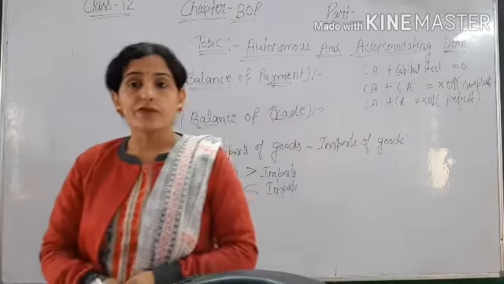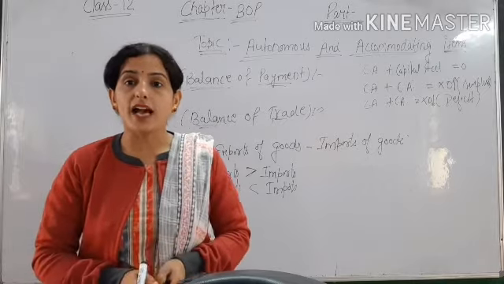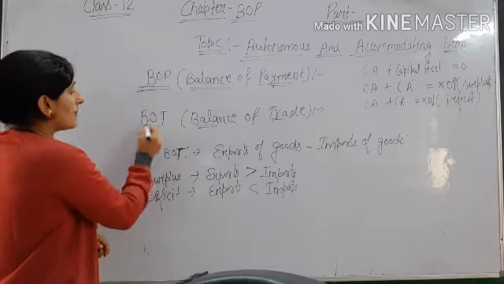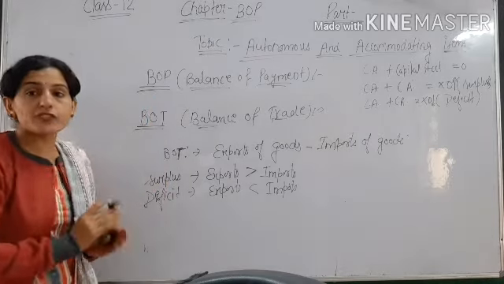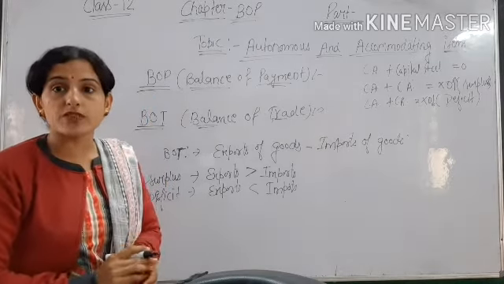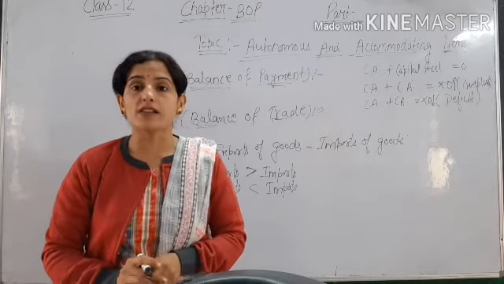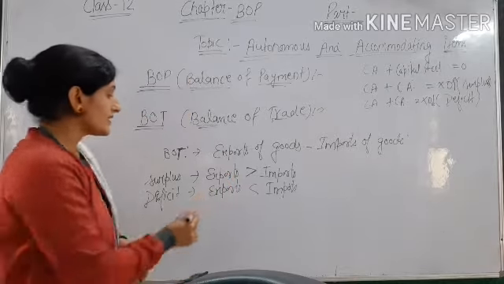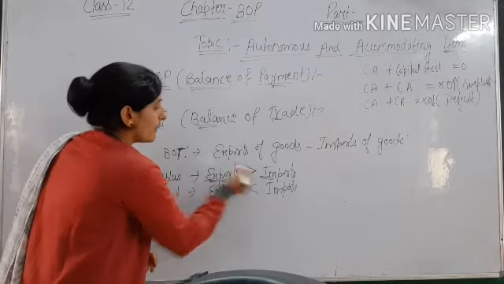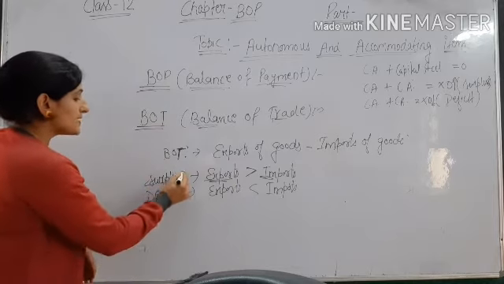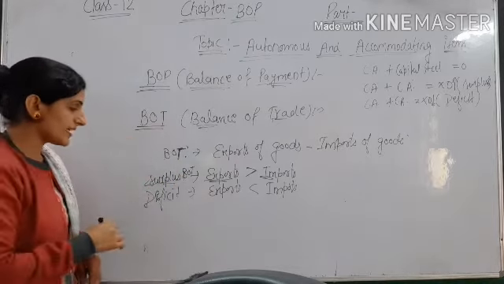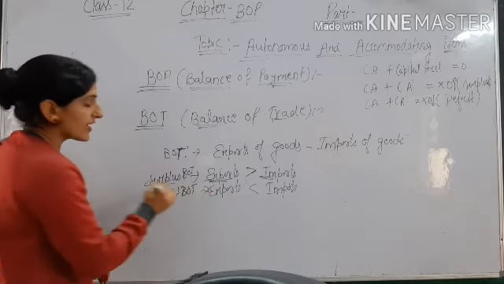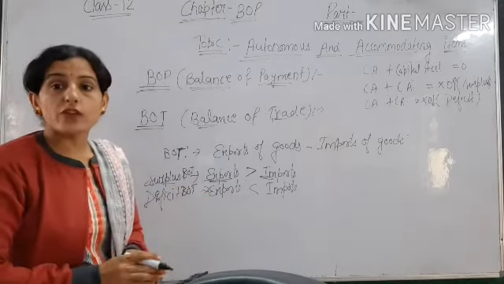About the difference between autonomous and accommodating items, and the difference between balance of payment and balance of trade. Balance of trade is normally the difference between exports of goods minus imports of goods, and if there is more export than import, then we have a surplus balance of trade. If exports are less than imports, then we have a deficit balance of trade.